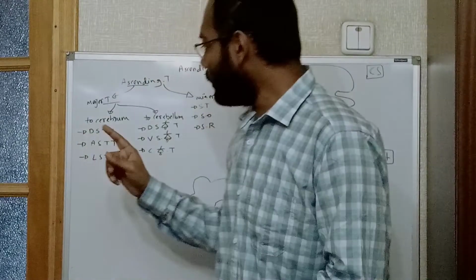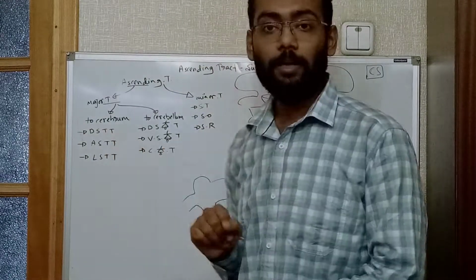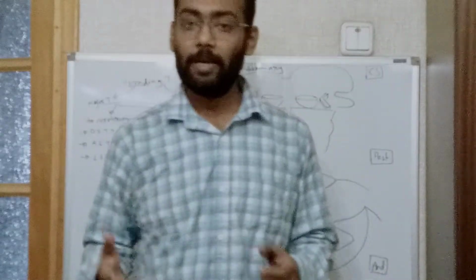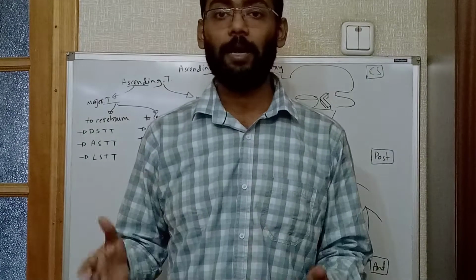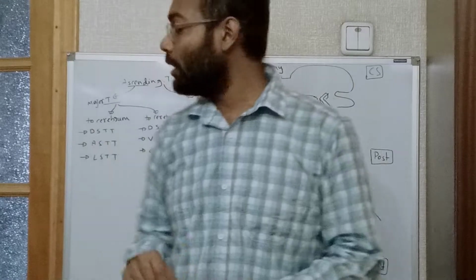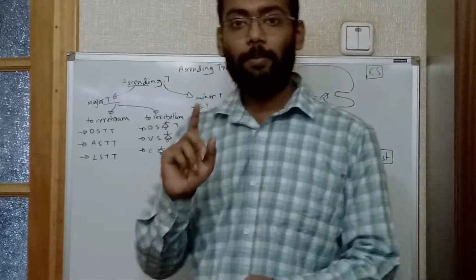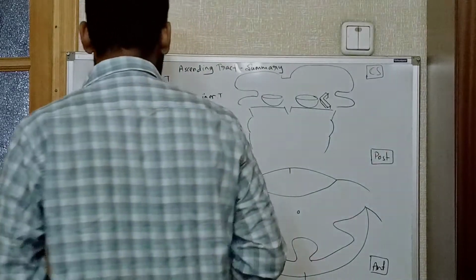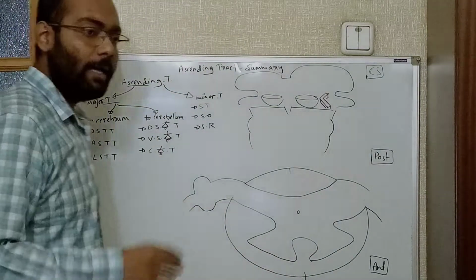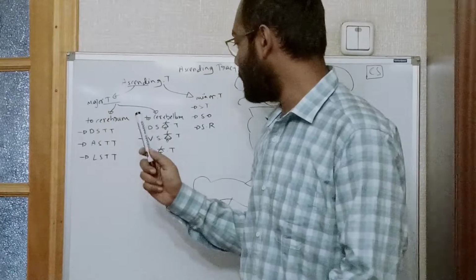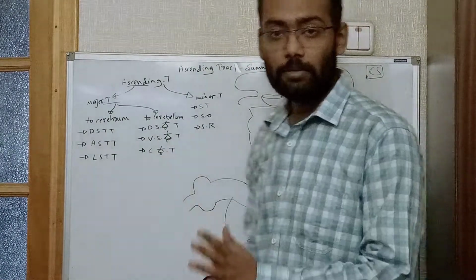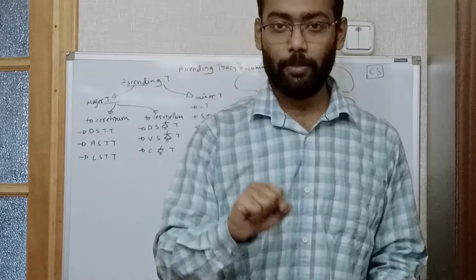So now you guys can easily decode this thing. The endpoint is cerebrum, so we have our dorsal spinothalamic tract, anterior spinothalamic tract, and lateral spinothalamic tract. Claro? And in the case of cerebellum, you see, what is written here first? Focus here. Dorsal spinocerebellar tract, ventral spinocerebellar tract, and cuneocerebellar tract.